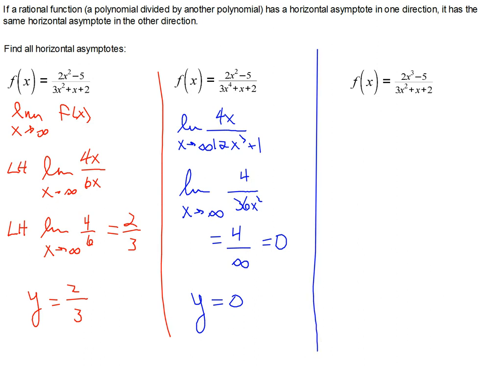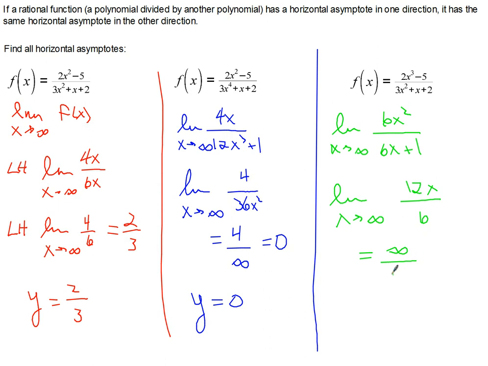It's in both directions. For the last one, when we look at the limit as x approaches infinity of f of x, we still get infinity over infinity. So we'll do the limit as x approaches infinity of 6x squared over 6x plus 1, which is still infinity over infinity. And then we'll get the limit as x approaches infinity using L'Hopital's rule again of 12x over 6, which is infinity over 6, which is infinity, which tells us that this does not have a horizontal asymptote in either direction.